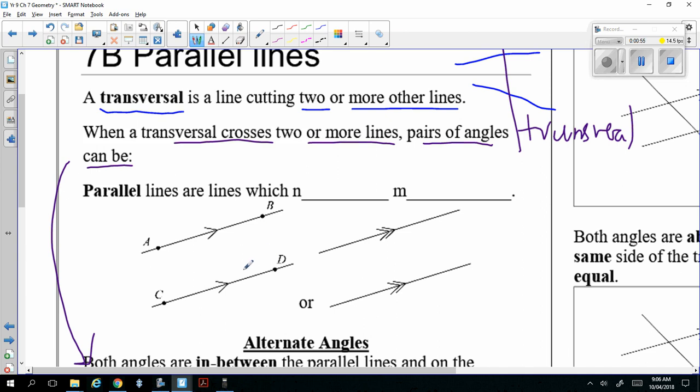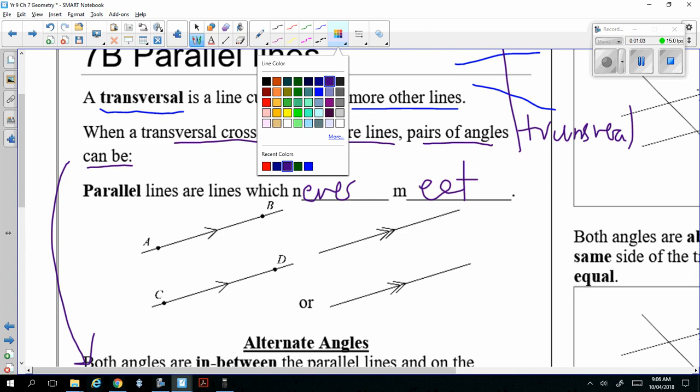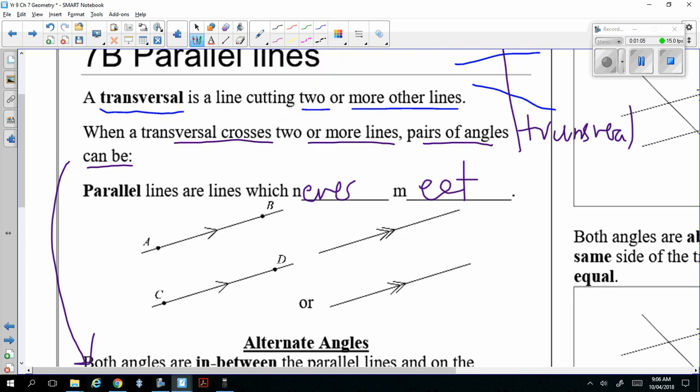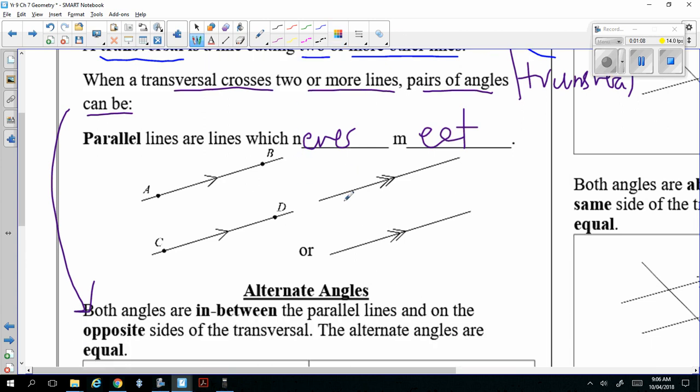What are parallel lines? Lines which never meet. Very good. Thank you. We're on page 4. Never meet. So how do I indicate the lines are parallel? We use arrows. It doesn't have to be a single arrow, it could be a double arrow, or even a triple arrow. But usually just a double arrow or one arrow.